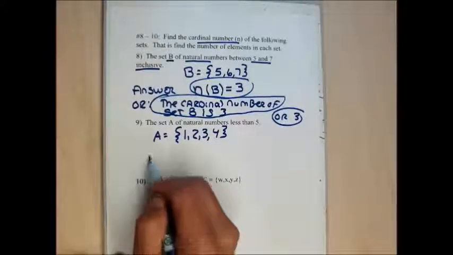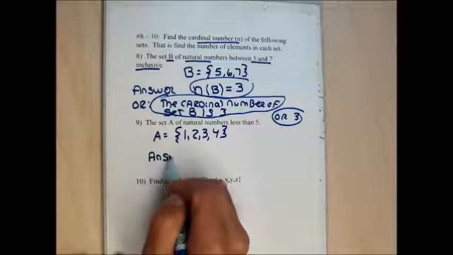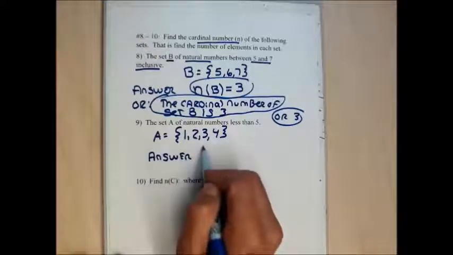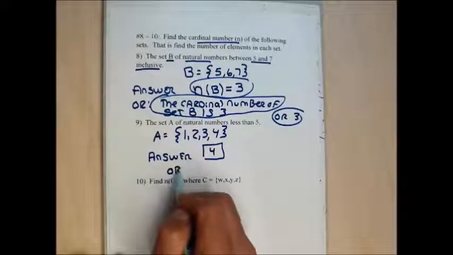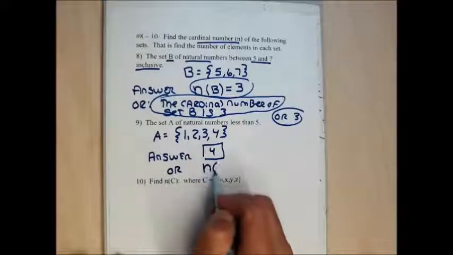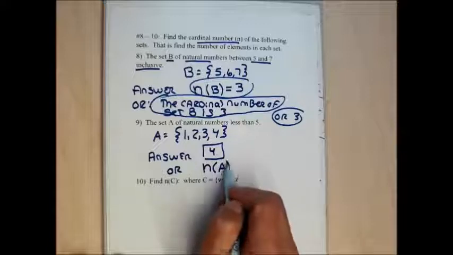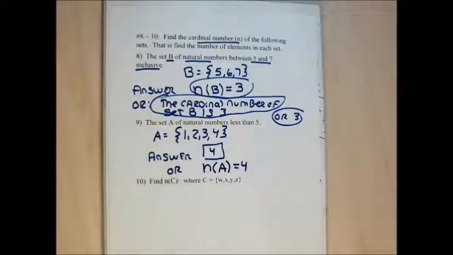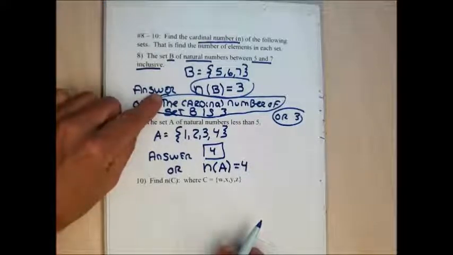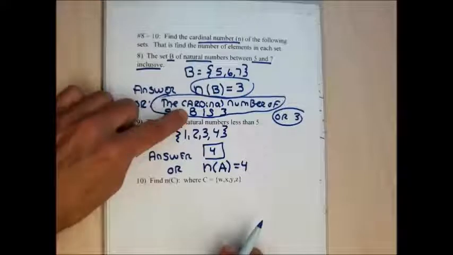For my answer, probably the laziest answer would be just to write the number 4. There's 4 elements in the set. If I want to do something a little bit nicer, I can do the lowercase n with A in parentheses and say the number of elements in set A is 4. And if I cared to write a sentence, I could say the cardinal number of set A is 4.